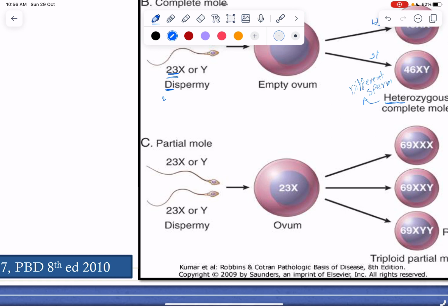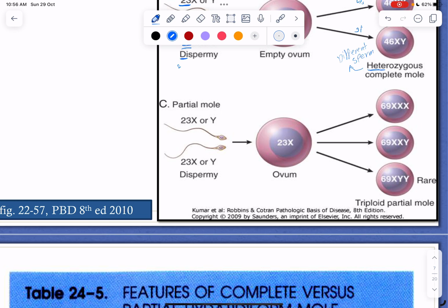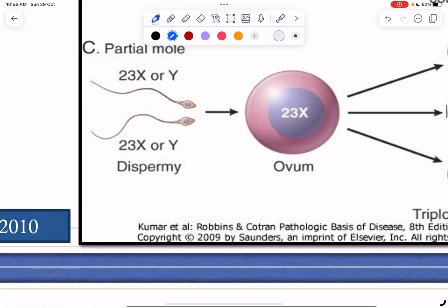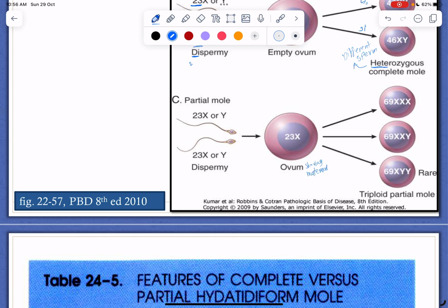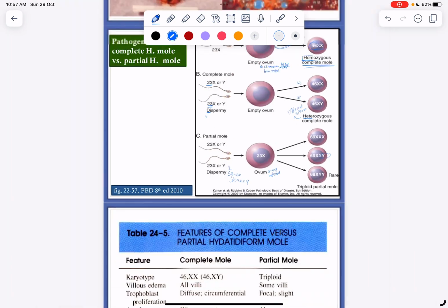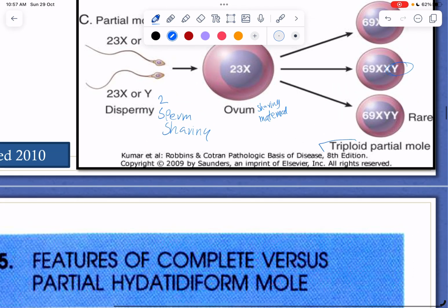Okay? This is the first difference from the partial mole. Let us see the pathogenesis of the partial mole. In the partial mole, there is sharing of the maternal side. There is 23X from the ova, and two sperm will fertilize this ova. That means it will result in either 69XXX, 69XXY or 69XYY. And this is very rare. And we call it triploid partial mole.